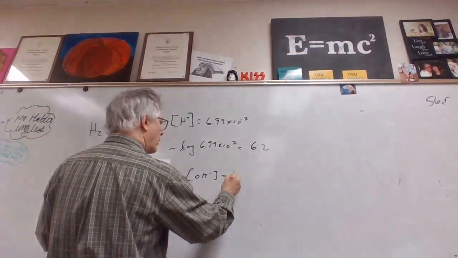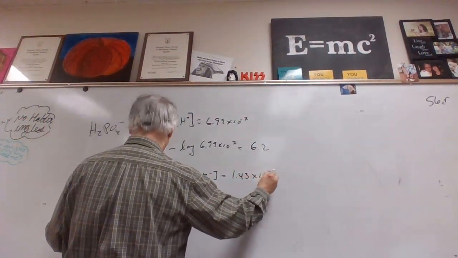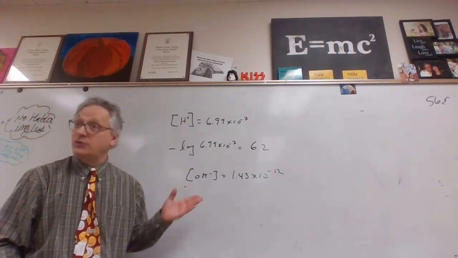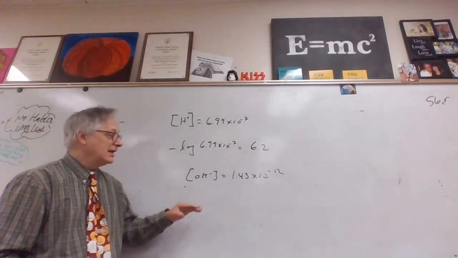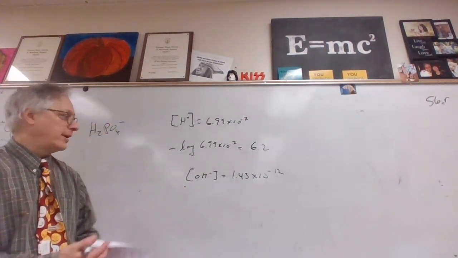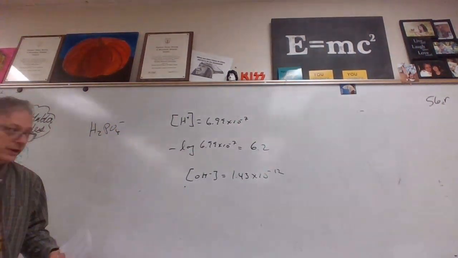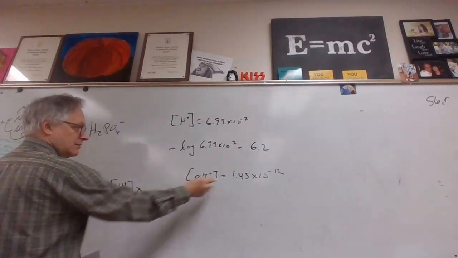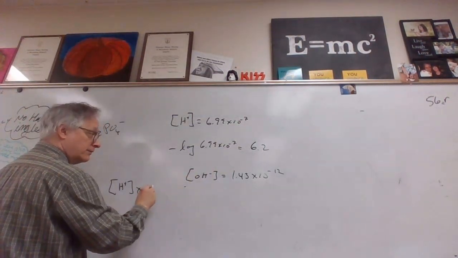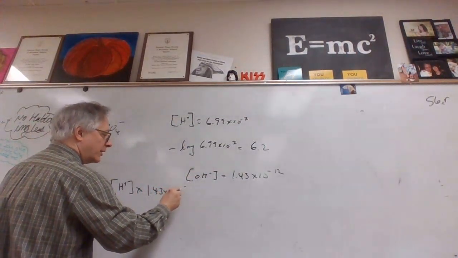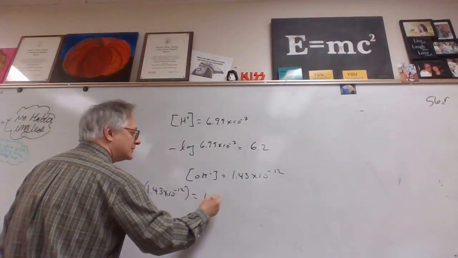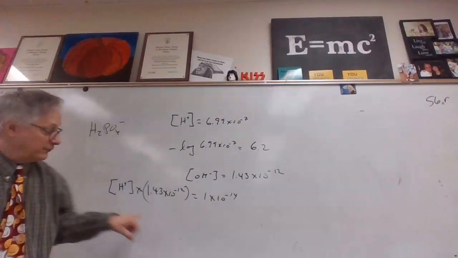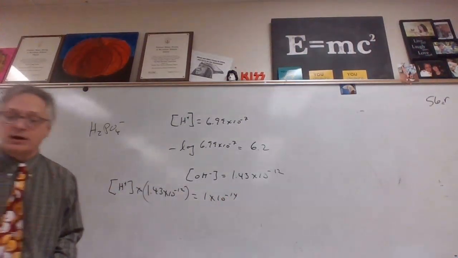And the last one, concentration of OH minus is equal to 1.43 times 10 to the negative 12. So you're going to say, well, that's a lot less than 10 to the minus 7, so this is going to be an acidic solution. Let's do this one the other way. Let me just show you in case you want to know. Okay, we know that the concentration of H plus times the concentration, 1.43 times 10 to the minus 12, is equal to 1 times 10 to the minus 14. So let's go ahead and divide through, and we'll come up with that. Then we'll take the negative log.